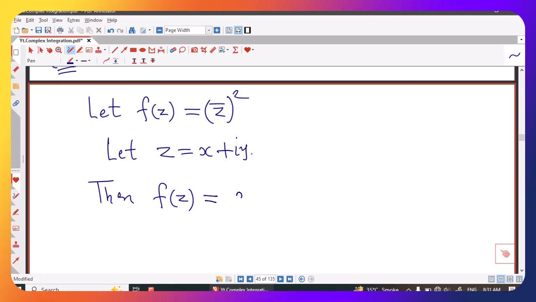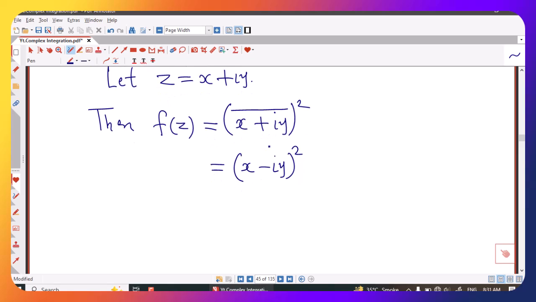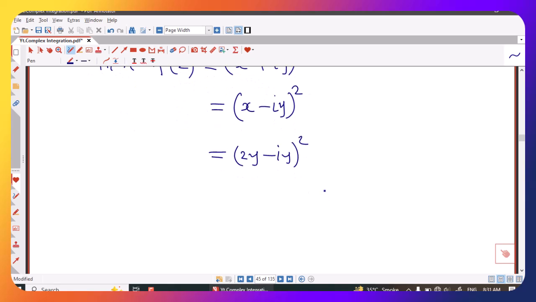Then f of z is the conjugate of x plus iy, whole squared, and the conjugate of x plus iy is x minus iy, whole squared. Now we have x equal to 2y, so we substitute here. So it is 2y minus iy, whole squared, and here I can take y common, so I will have y squared outside, and here I will have the square of 2 minus i.